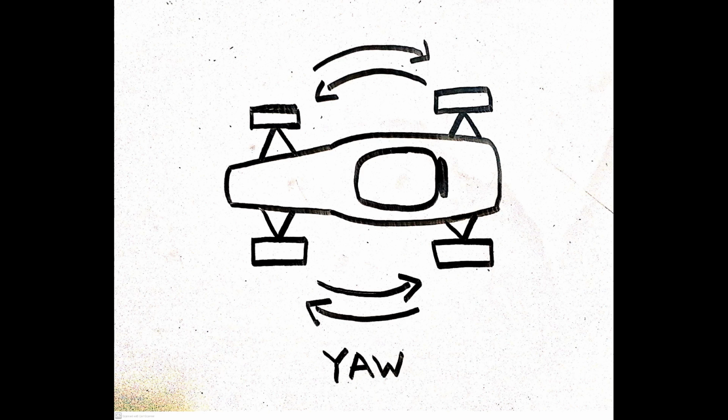To understand yaw, we would have to move towards the top view of our car. The rotation of a car when it's viewed from the top is called yaw. A great example of this is drifting. You know, when the car does a little bit of a whee around the corner. That movement is called yaw.